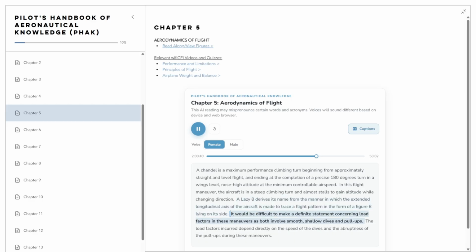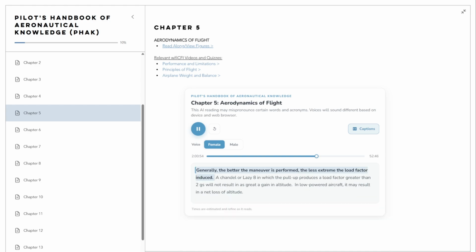It would be difficult to make a definite statement concerning load factors in these maneuvers as both involve smooth, shallow dives and pull-ups. The load factors incurred depend directly on the speed of the dives and the abruptness of the pull-ups during these maneuvers. Generally, the better the maneuver is performed, the less extreme the load factor induced.